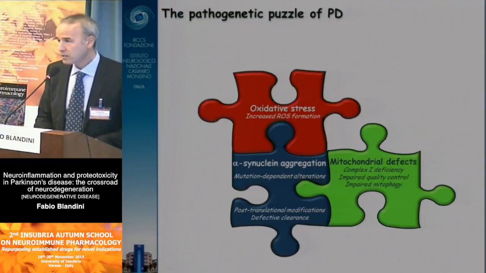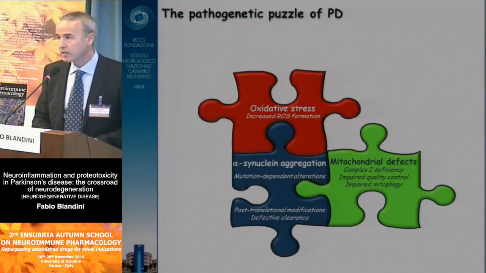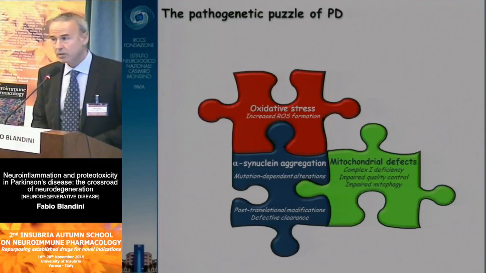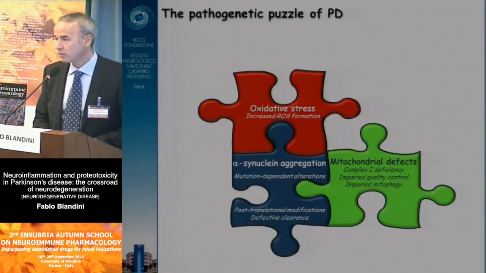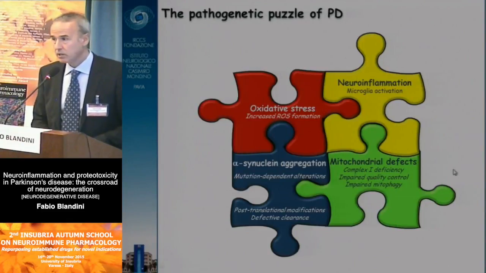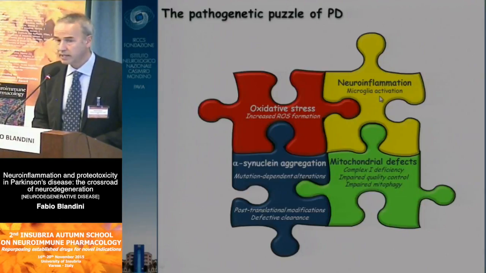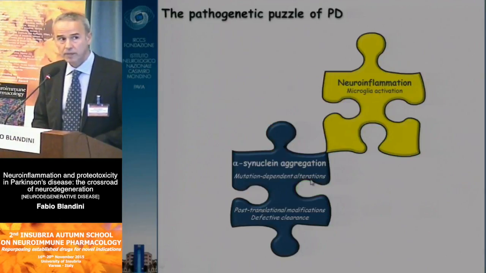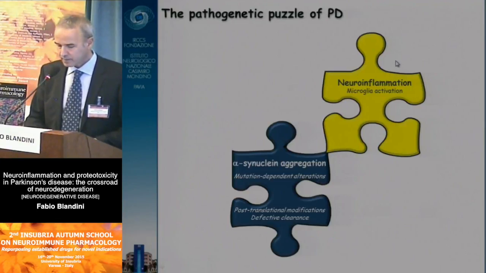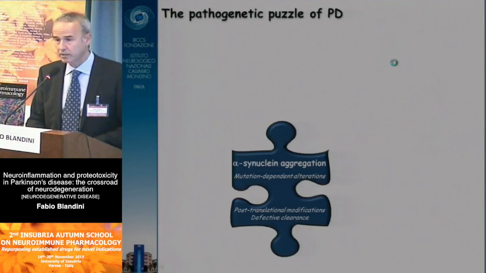Oxidative stress. Well, oxidative stress is obvious. If we speak of mitochondrial defects, everything that affects mitochondria function increases the rate of ROS formation, so increases the oxidative stress. And then neuroinflammation, with the main actor, not the only one, but probably the main actor, microglia activation. So these are the two mechanisms that we will discuss a little bit, starting with alpha-synuclein aggregation.